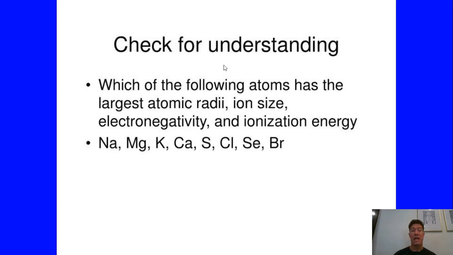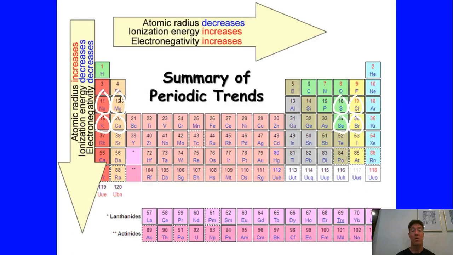All right, we can check for understanding: which of the following atoms has the largest atomic radii, ion size, electronegativity, and ionization energy. And I will leave that to you to figure out. I've circled here which ones they are, but you need to be able to pick them out. So for example, if we were looking at atomic radius, we would say this has a bigger radius than this. This is going to get smaller as we go. So in this row, the smallest atomic radius would be chlorine.